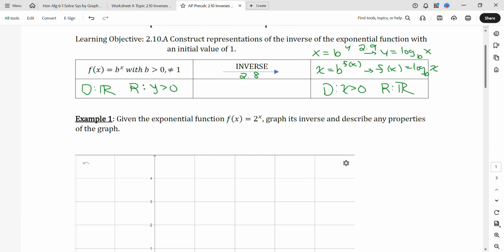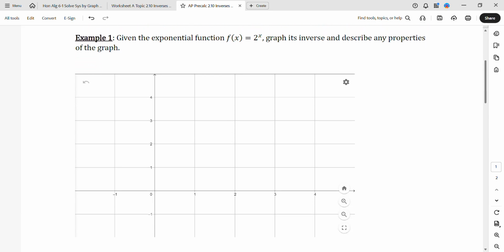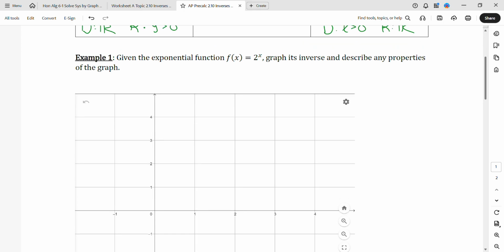So let's look at example 1. Given the exponential function f of x equals 2 to the x, we're going to graph its inverse and describe any properties of the graph. Okay.